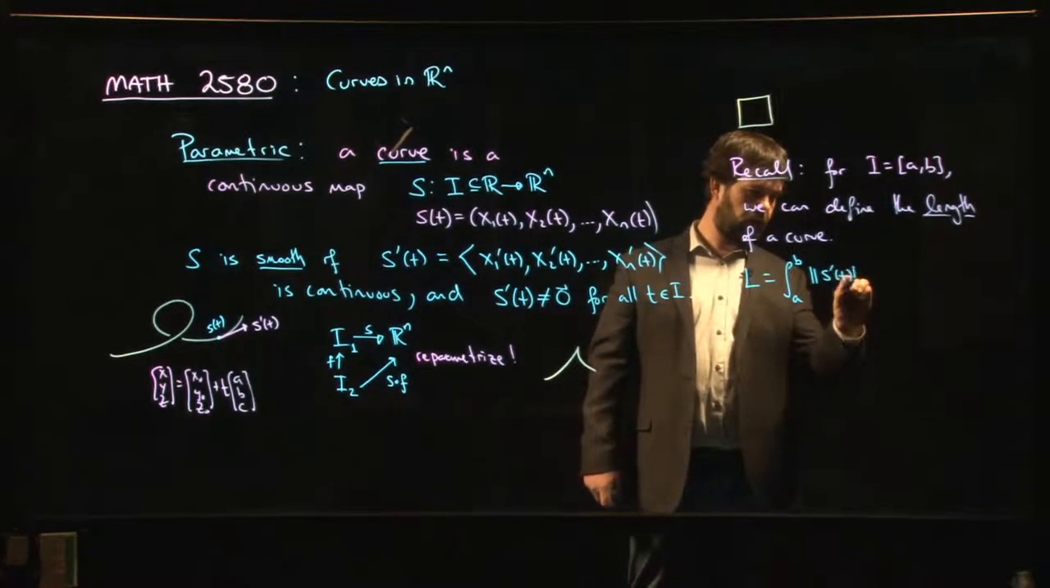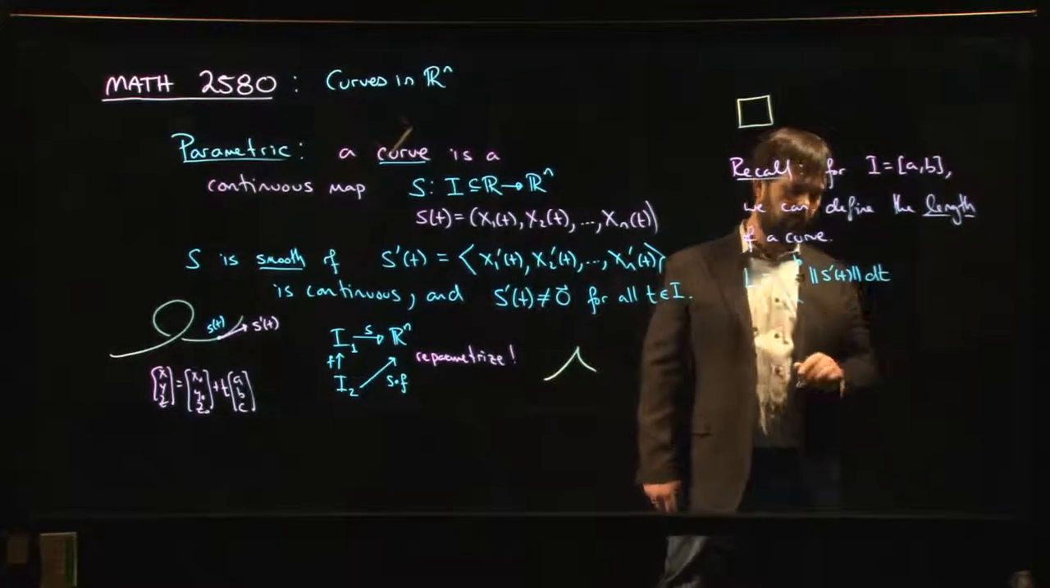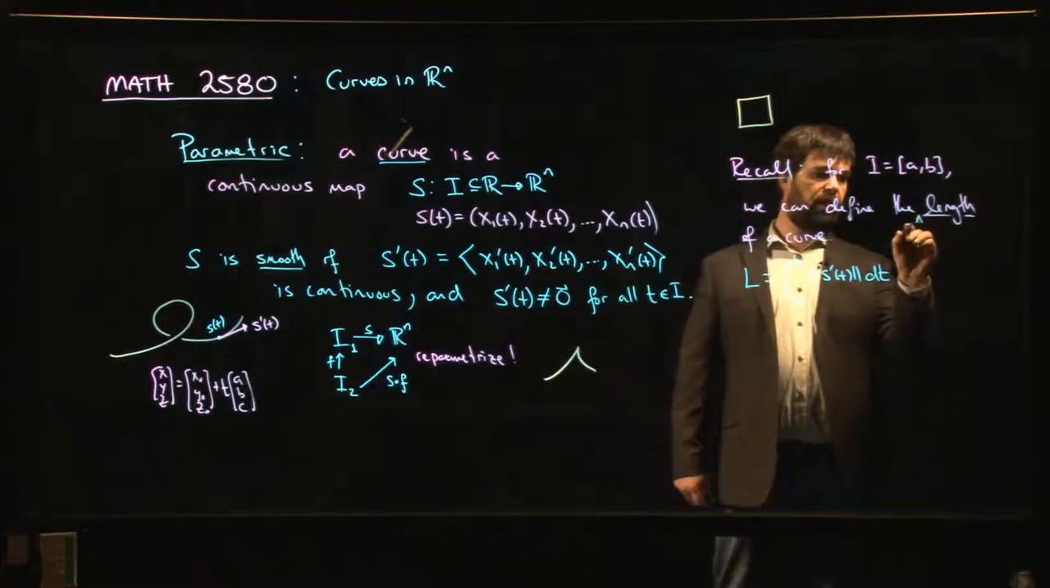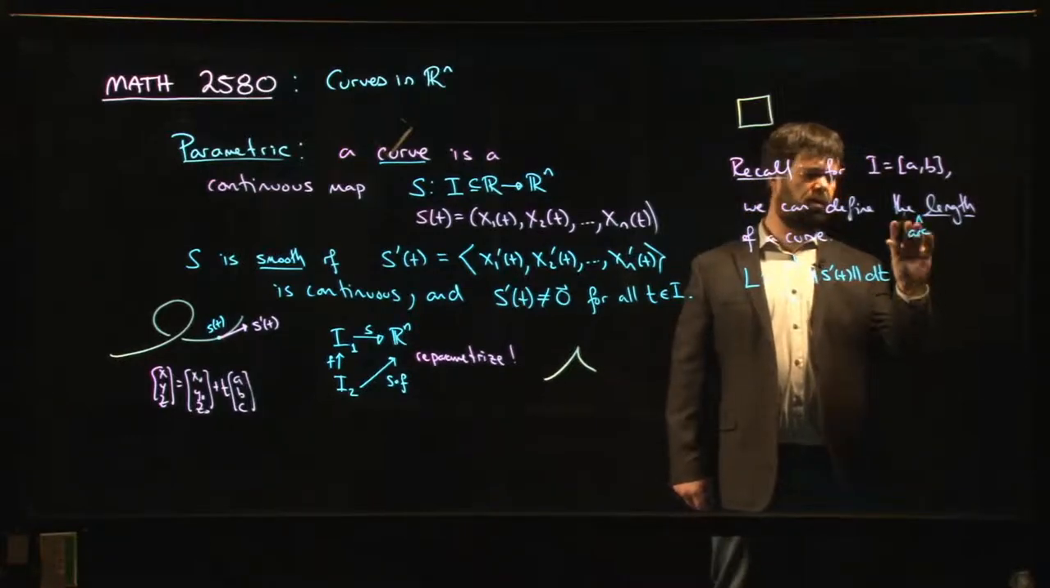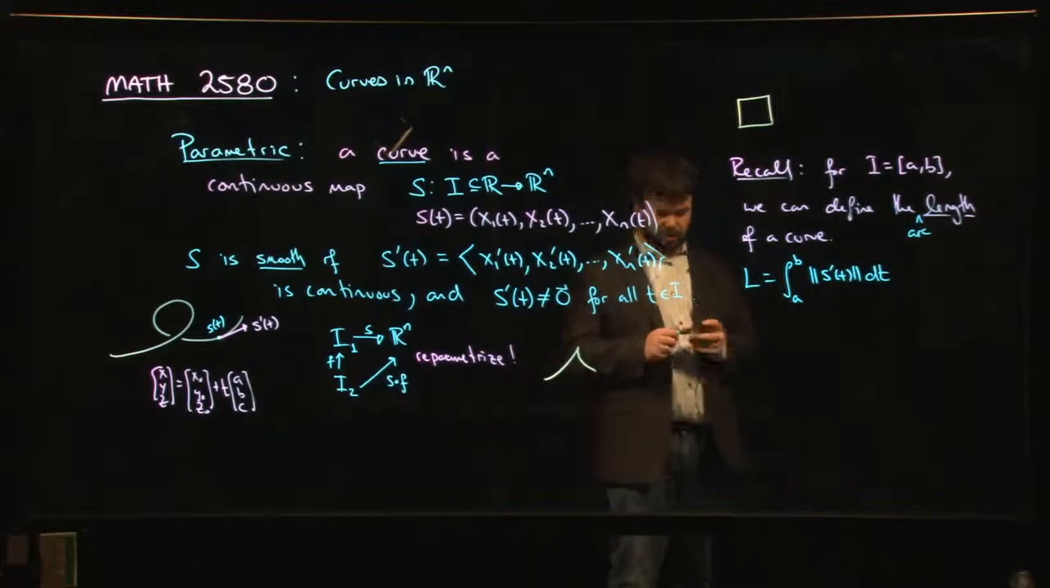Remember that S prime is a vector. You just integrate the magnitude of the vector from A to B. That gives you arc length, right? Length, so really by length, I mean arc length. Length will always mean arc length, okay? You can make this definition.